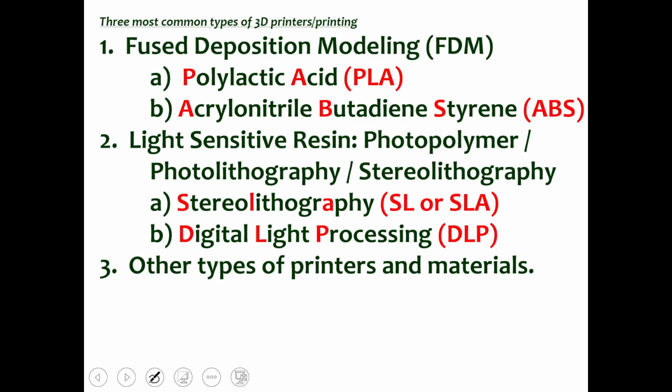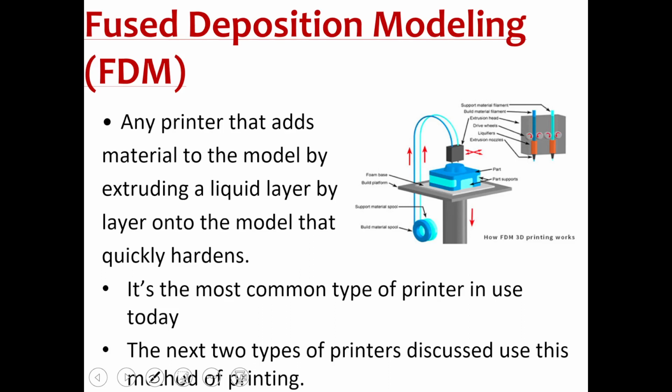So what is fused deposition modeling, FDM? It is based on polylactic acid PLA and acrylonitrile butadiene styrene ABS. In the case of light-sensitive resin, photopolymers, photolithography or stereolithography, I explained in the last slide and mentioned the image of stereolithography, DLP, and other types of printing materials. Fused deposition modeling is any printer that adds material to the model by extruding a liquid layer. The filament will melt and become liquid form.